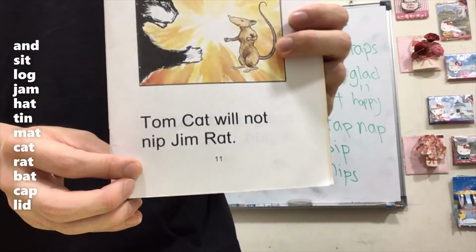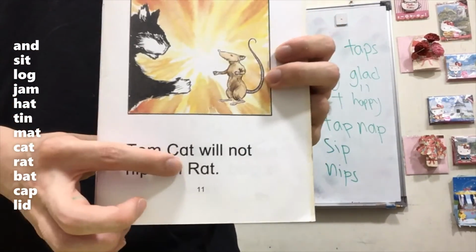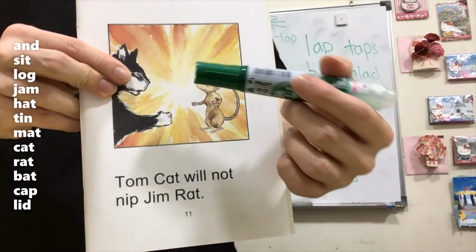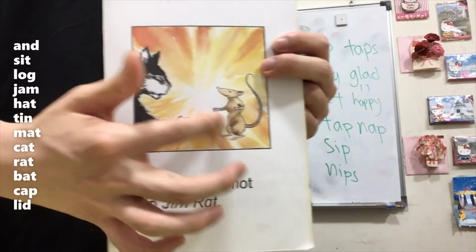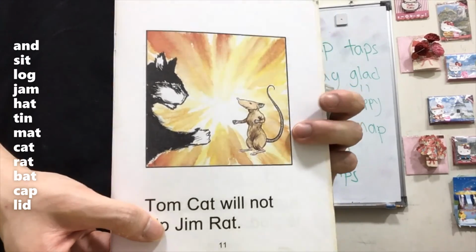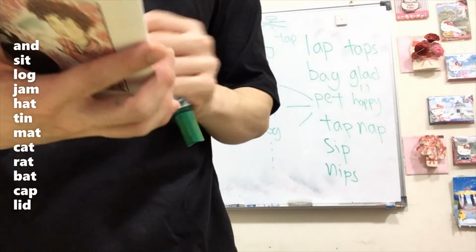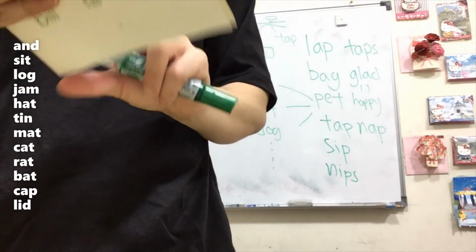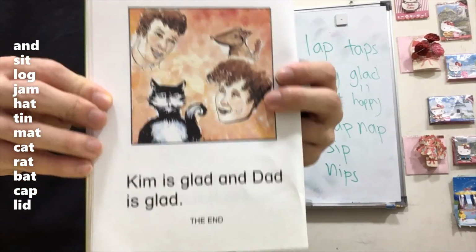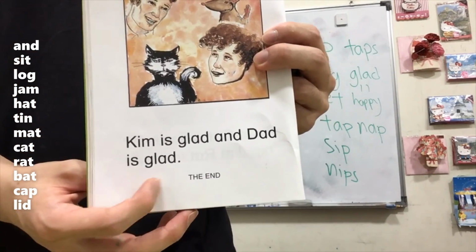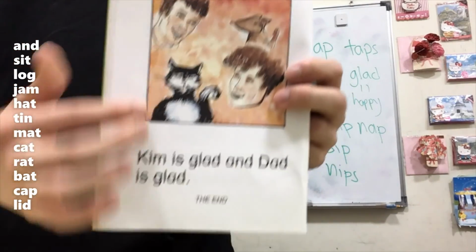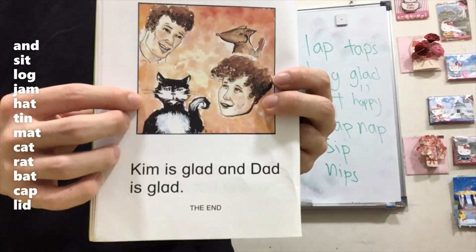On the next page, Tom Cat will not nip Jim Rat. The two of them decide to be friends, so they will not try to bully each other or fight. Now that both of them are good friends, Kim is glad and Dad is glad. So everyone is happy, now that both the cat and the rat are friends.